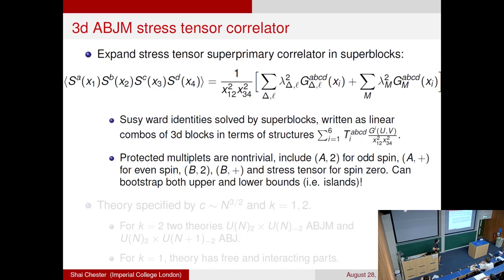The short multiplets, their scaling dimension is fixed, but their OPE coefficient is non-trivial. And so in particular, we have short multiplets called B2 and B+. We only have those for spin 0. And then we have other multiplets called A2 and A+, and we have those for every spin, either odd or even.